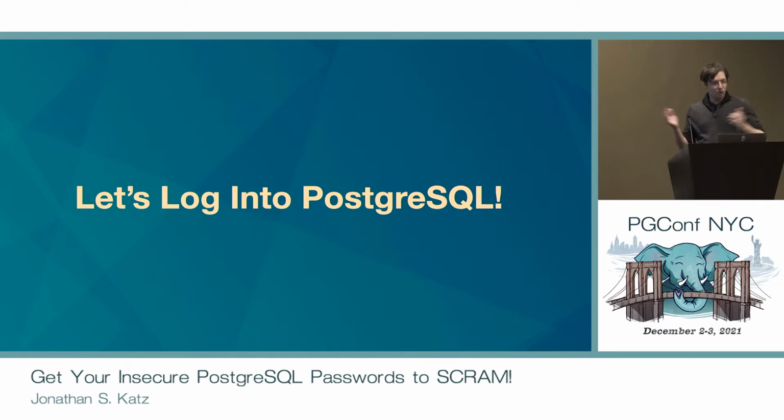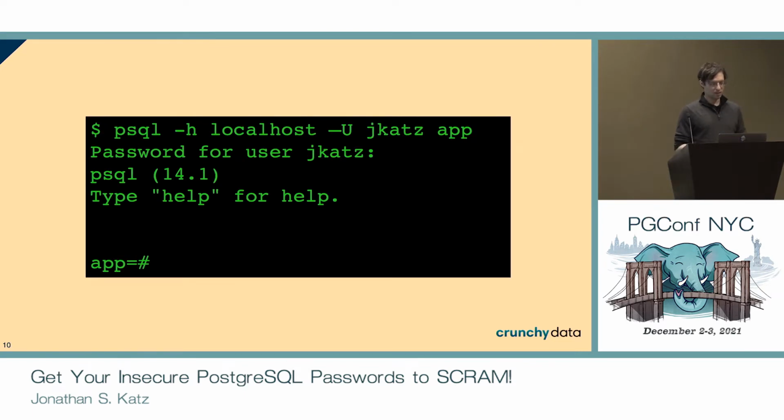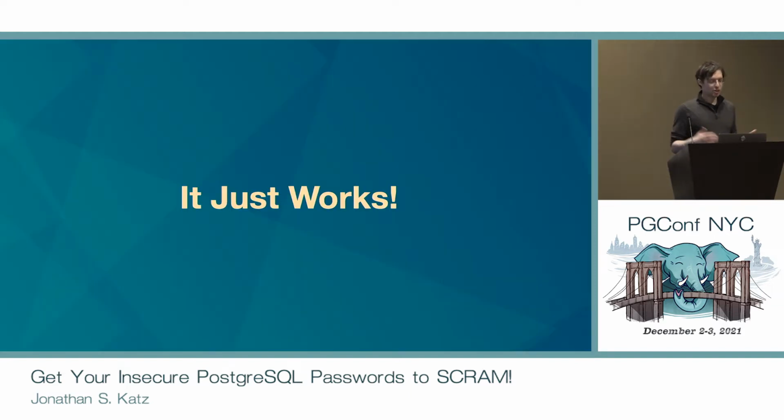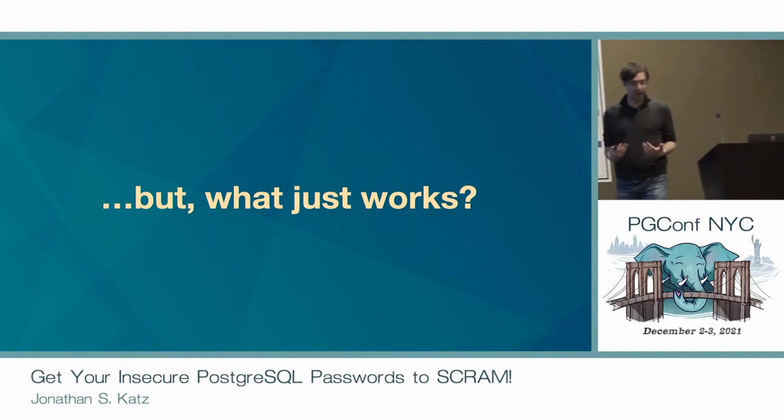Let's log into Postgres, something we've probably done many times before. Or if you're just starting with Postgres, you've done this today. Typically, let's say you're using psql, you run psql with my host and my application name. What's your username? Katz. I type in the wrong password, maybe again, authentication failed. But then ultimately I type in the correct password, and it succeeds. It just works. But what just works? What happened? How do I know my password's valid?